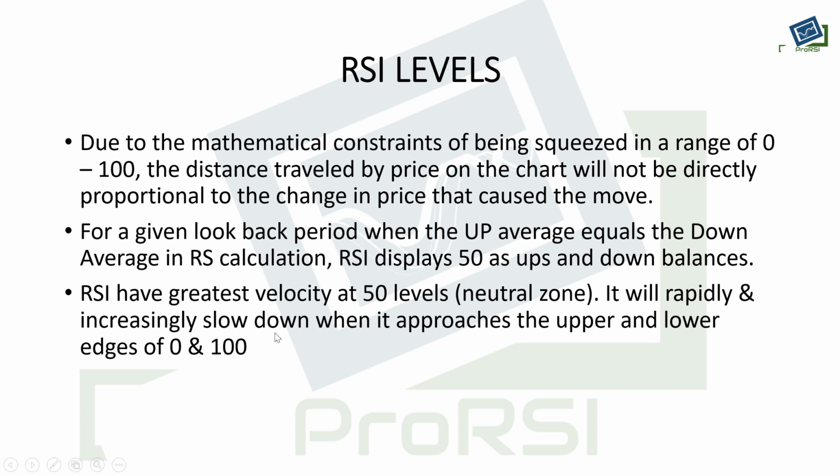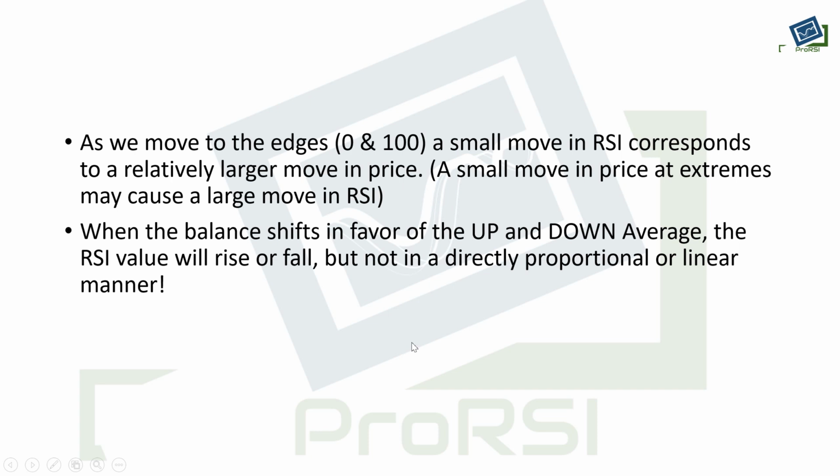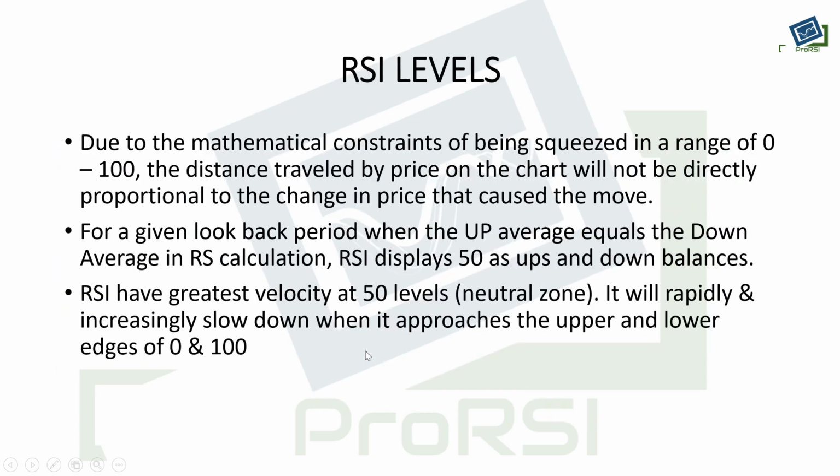it will slow down, right? RSI will start slowing down as it approaches the upper and the lower level. So basically what I mean to say by this is, suppose this is the 100 level of the RSI, and this is the 0 level of the RSI, and this is the 50 level of the RSI. So as RSI crosses the 50 level and starts moving to the 100 level, the move of the RSI will slow down in comparison to the move of the price, right?